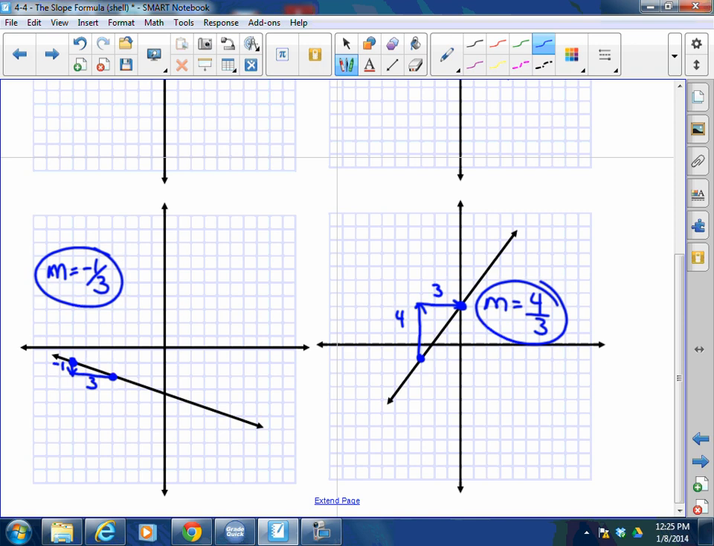Promise? May I continue? You have a question? Yes, sir. When you're going to represent the slope, you can write m or slope. Yeah, but m is a lot quicker. And also, when we start working with the slope-intercept form, the m is what they're going to be asking for. But thank you. Yes, sir, you're right.